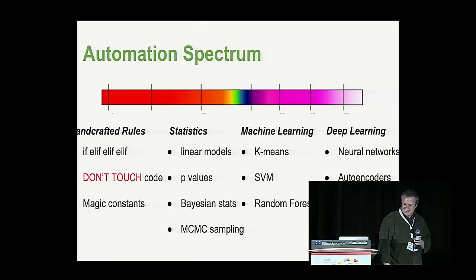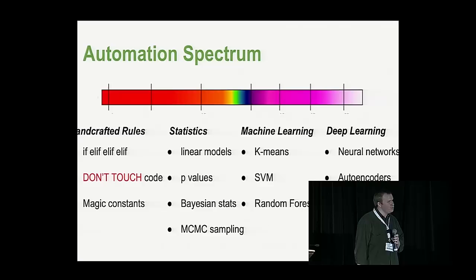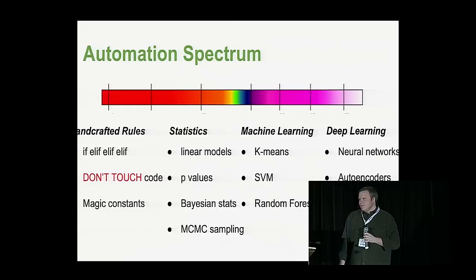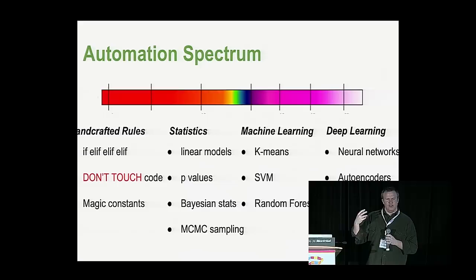So let's talk a little bit about the automation spectrum. On the far left, we have handcrafted rules. If you've worked in any kind of large code base, you've seen this. If, elif, elif, elif, else. Very, very common with lots of magic constants and old timer lore. We call these expert rules. They're very useful if they work, very not useful when they break. And it's not pleasant to deal with this. We call it don't touch code, lots of magic constants. Machine learning in general is trying to abstract away the magic constants so that we know where they came from. We have a driving perspective that tells us, oh, this number comes from our data. So it makes a little more sense than 0.7.